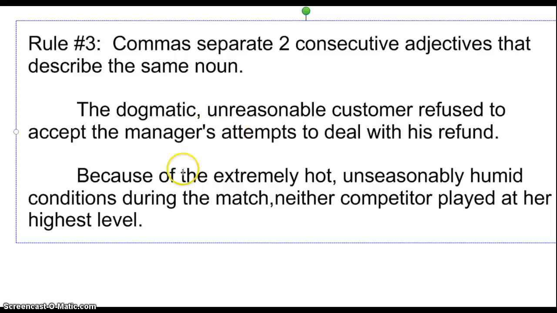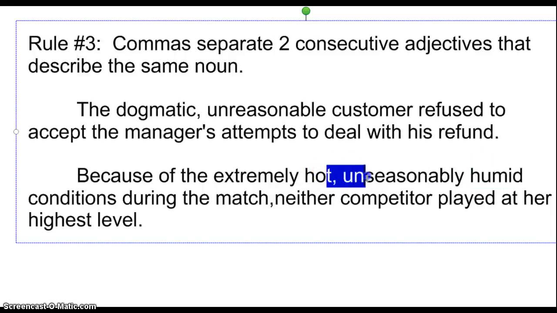Down here, because of the extremely hot, unseasonably humid conditions during the match, neither competitor played at her highest level. So here I have my noun, over here, conditions, and I have adjectives that come in front. I have hot conditions and I have humid conditions. I also have adverbs that go in front of them, but that doesn't matter. As long as I have two adjectives, it doesn't matter if there are other words in there. So here's adjective number 1, here's adjective number 2.